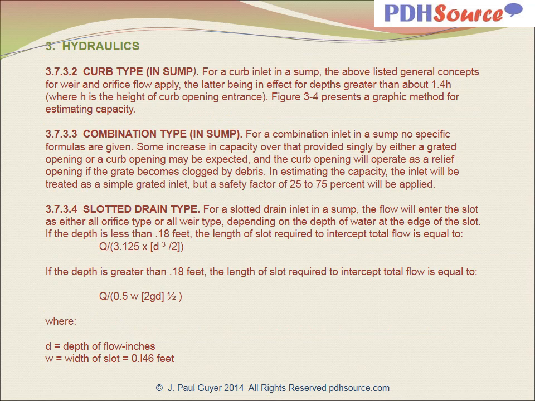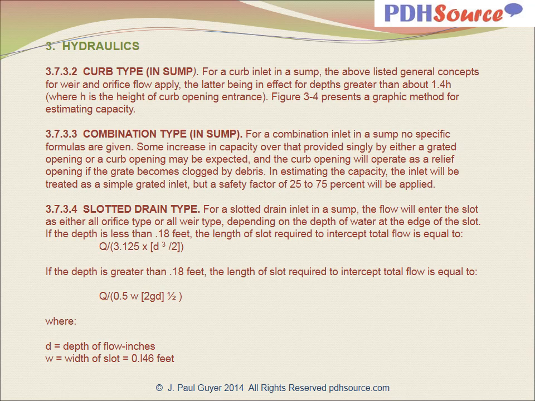Curb type inlets in a sump. For a curb inlet in a sump, the above listed general concepts for weir and orifice flow apply, the latter being in effect for depths greater than about 1.4 h, where h is the height of the curb opening entrance. Figure 3-4 presents a graphic method for estimating this capacity.